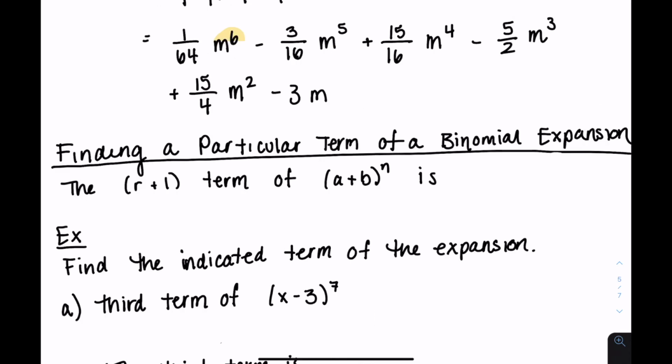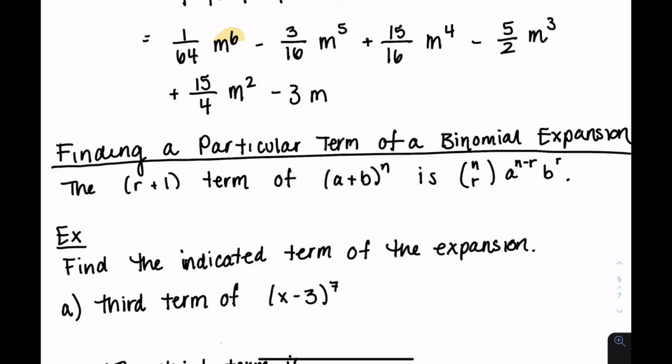Okay. So the very last thing we're going to do is find a particular term of a binomial expansion. So if you want the r plus 1 term of (a plus b) to the n, it's going to deal with really 1 less as your value of r. So you have n choose r, a to the n minus r, and b to the r.